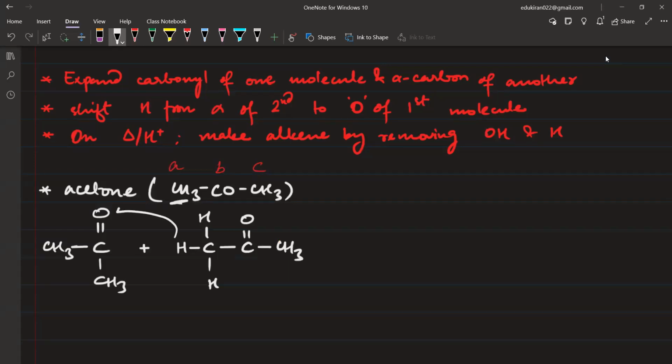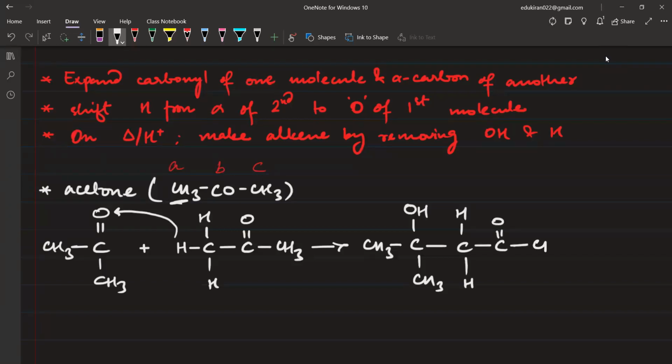Then what is going to happen? I will shift the hydrogen from the second to the oxygen of the first and make a bond here. So CH3, single bond carbon, CH3. Here I will have OH. Here I will have single bond carbon and two hydrogens like this. Then I will have C double bond O, and here I will have CH3. Okay, so even till here it is aldol only. This particular molecule is known as ketol.